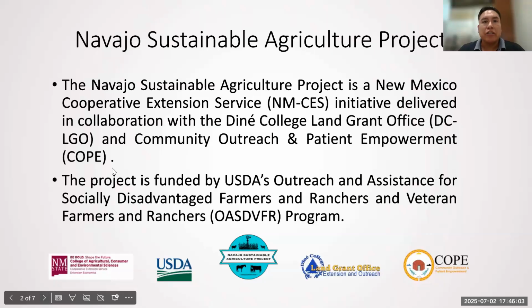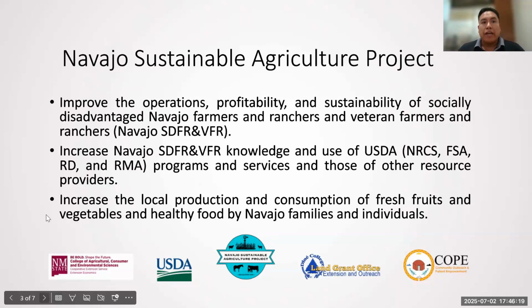Again, we're Navajo Sustainable Agriculture Project, and we're an extension of New Mexico State. We are funded by the USDA's outreach to assist ranchers and farmers who are in the category of socially disadvantaged or veteran farmers. Our project aims to improve operations, profitability, and mainly sustainability. Our target population are the Navajo people, ranchers and farmers, and increase their knowledge and the use of USDA programs and services, and just to increase the local production and consumption of traditional foods.